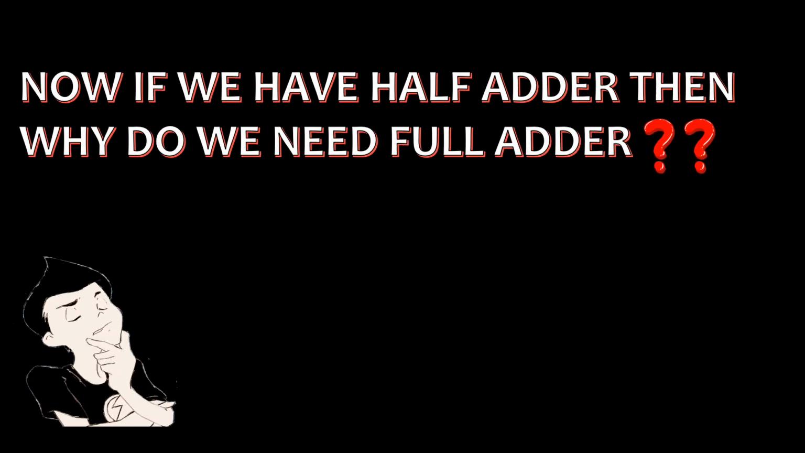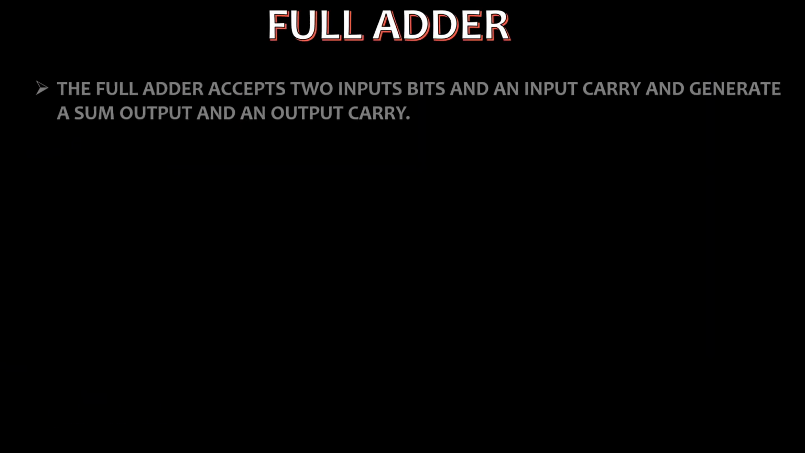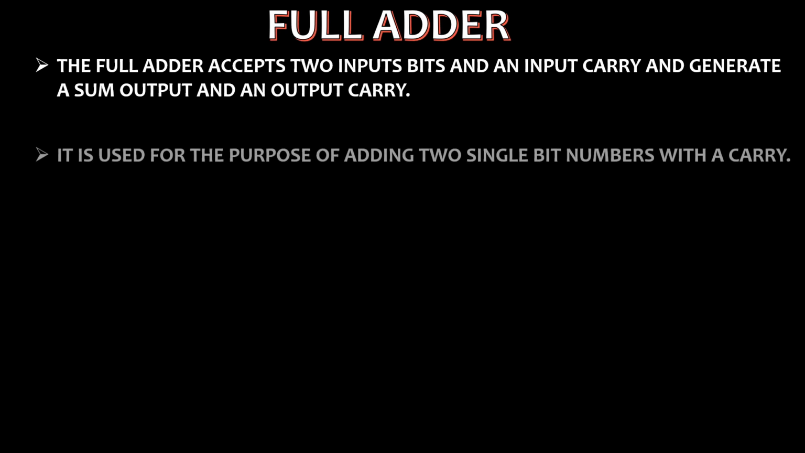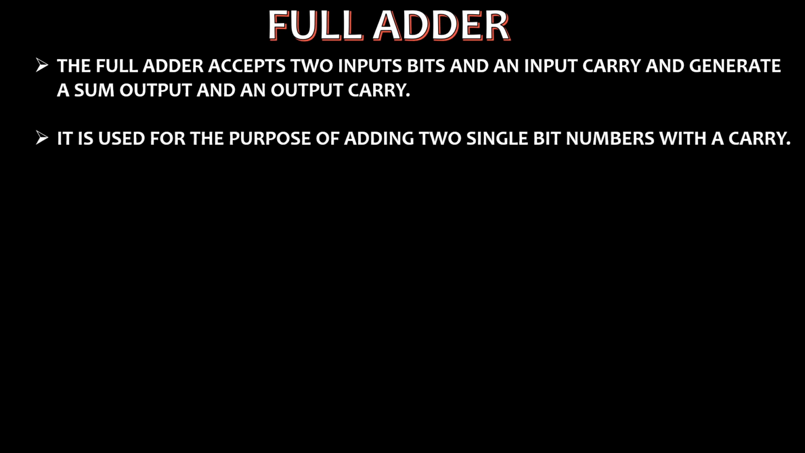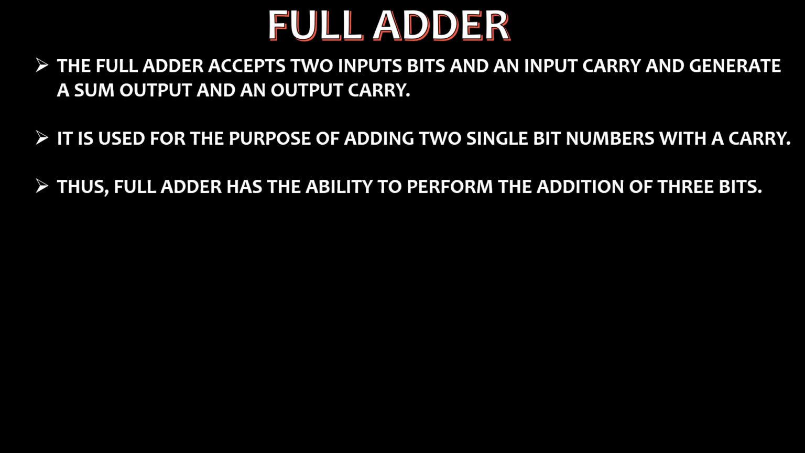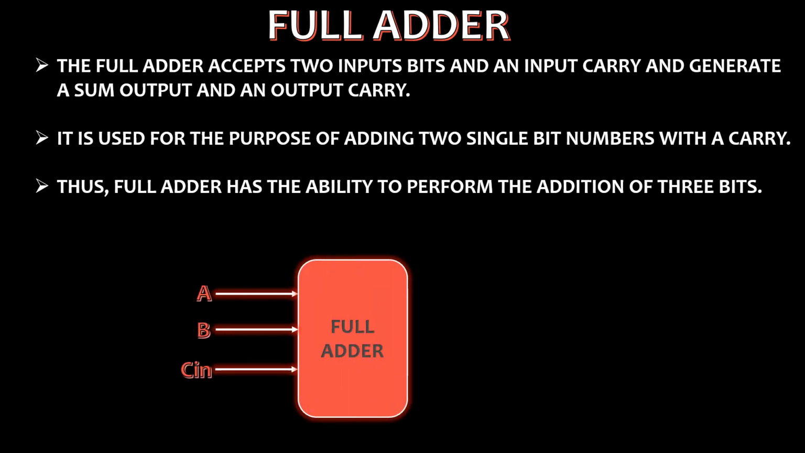Now, if we have a half adder, then why do we need a full adder? The full adder accepts two input bits and an input carry and generates a sum output and an output carry. It is used for the purpose of adding two single bit numbers with a carry. Thus, a full adder has the ability to perform the addition of 3 bits. Now, a full adder has 3 inputs, that is A, B and C in, that is a carry. And it gives sum and C out as output.